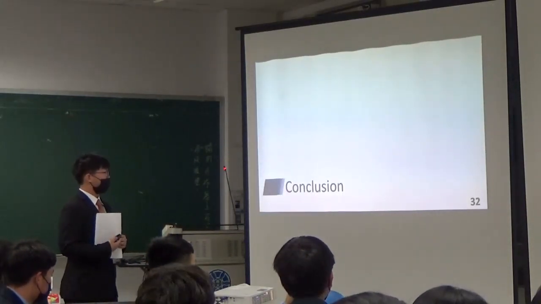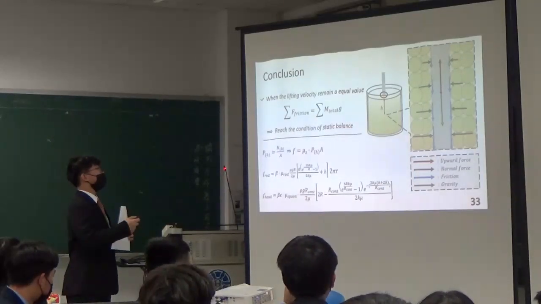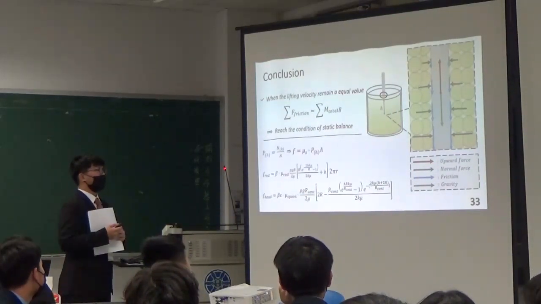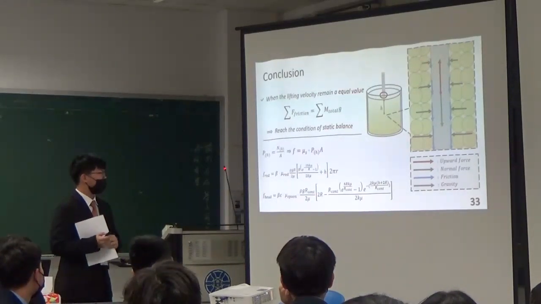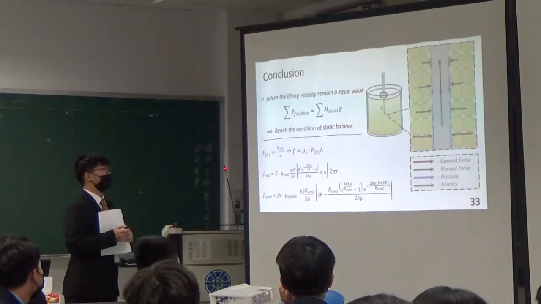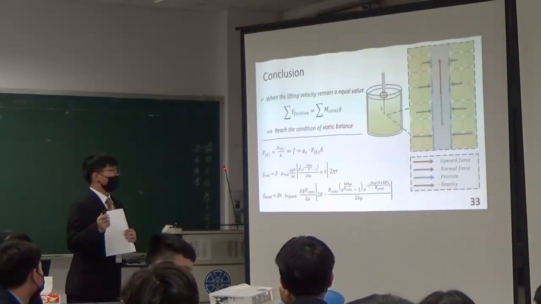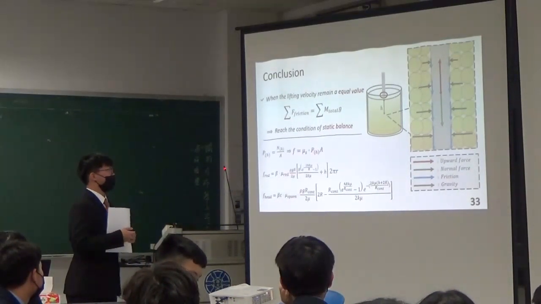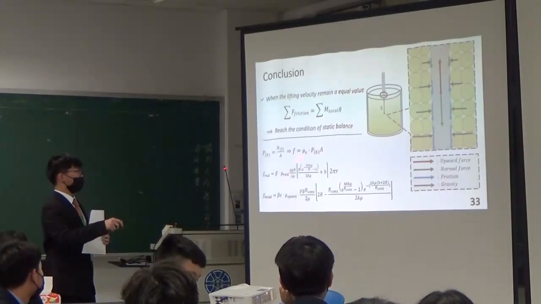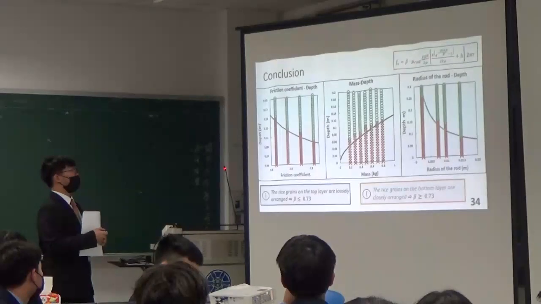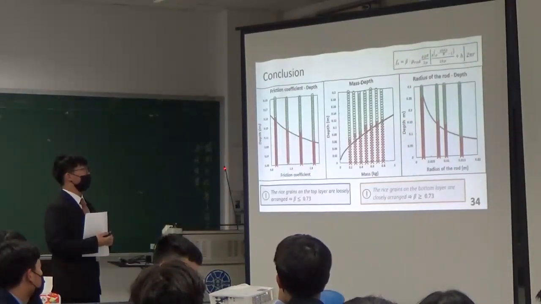And it's a conclusion. First, when the lifting force is equal in value to the friction from the rod and the particle, equal to the mass of the container and the particle, it reaches the condition of steady balance. And this formula can calculate the friction from the rod and the friction from the head. And this is the conclusion about the experiment.